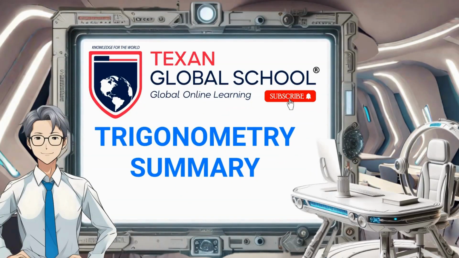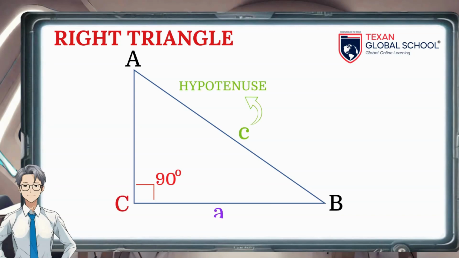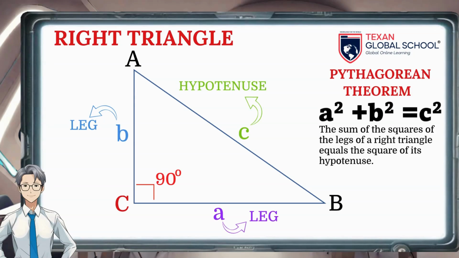This video shows the critical points to understand trigonometry. It must be understood that a right triangle is one that contains a right angle or a 90-degree angle. Only in this type of triangle can we use the Pythagorean theorem, which indicates that the sum of the squares of the legs of a right triangle is equivalent to the square of its hypotenuse. Let's remember that the hypotenuse is the largest side, which is opposite to the right angle.